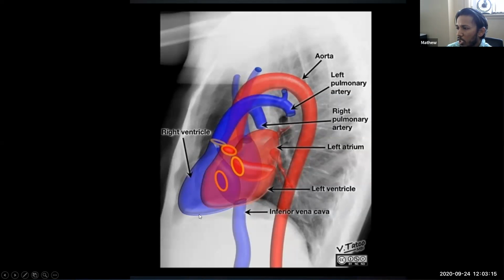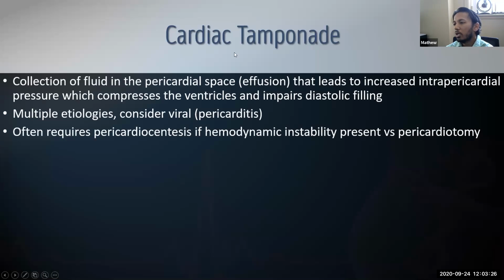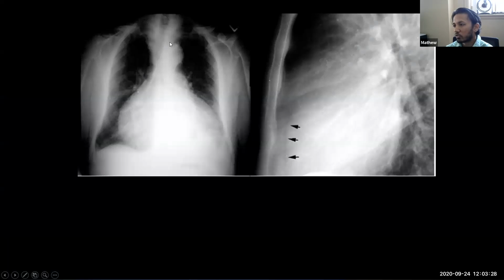So the things that we're looking for are not necessarily on a lateral, but on a PA or an AP. We're going to see that pacemaker, as well as potentially some signs that could be suggestive of tamponade, which we know is fluid that collects in the pericardial space. So this is a very clear, obvious view of tamponade. You might say, okay, I look at that, it's no joke. How could you miss that?